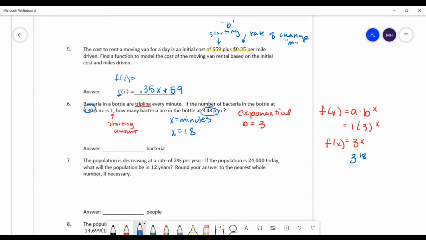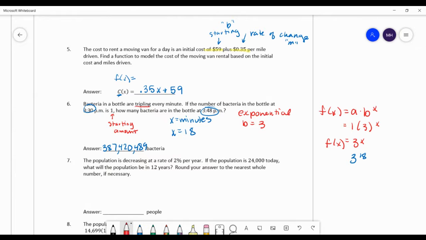Okay, so let's see. I got 387, 420, 489. So 387,420,489 bacteria. Okay.